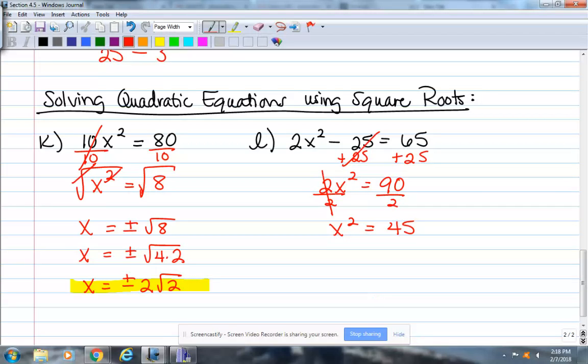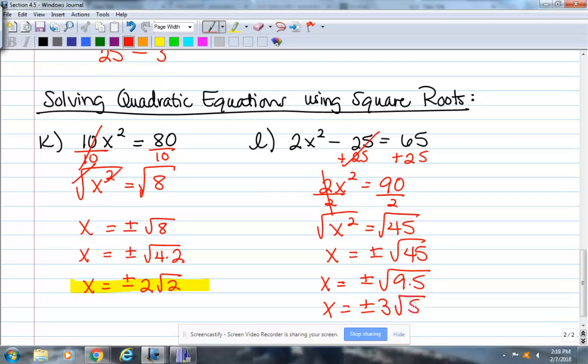All right, what do we do when we get x squared by itself? Take the square root of both sides. So x equals plus or minus square root of 45. And then we simplify the radical. So what's the largest square that goes into 45? 9. So that's 9 times 5. And that's plus or minus, what's the square root of 9? 3. So 3 radical 5.